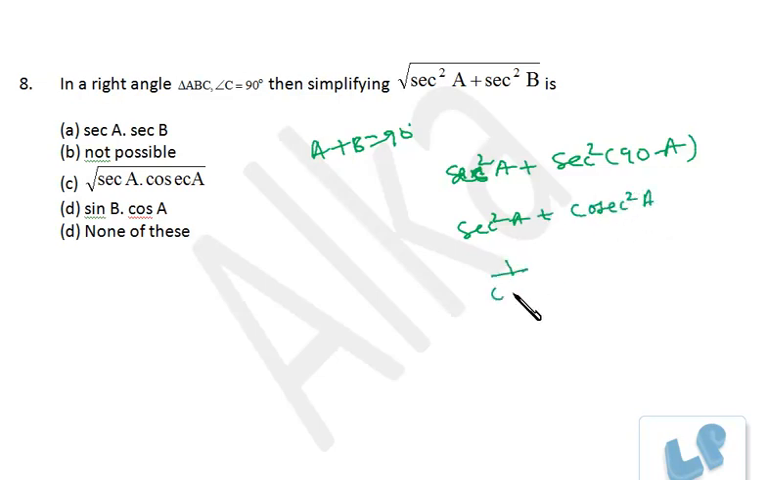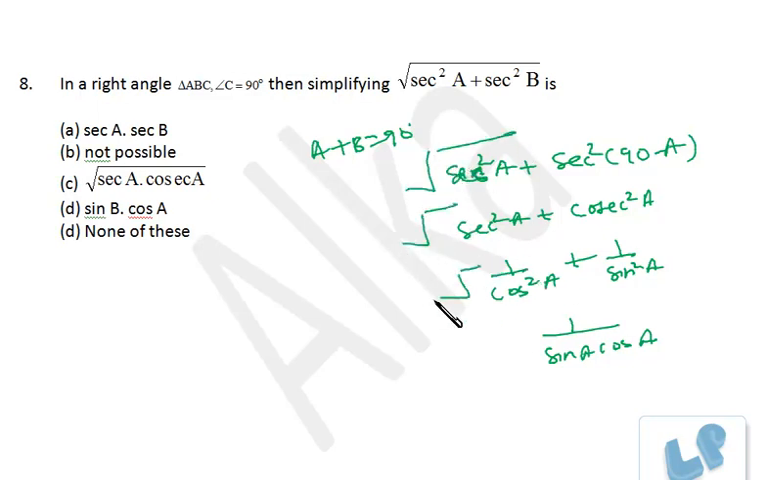Now sec square is what? 1 upon cos square A. Cosec square is what? 1 upon sin square A. If you take LCM, sin square A plus cos square A, that would be 1. So finally 1 upon sin square A cos square A, right? So that is actually 1 upon sin A, if it comes out of the square root, because we actually have a square root over all of it. So if it comes out, it will be 1 upon sin A and 1 upon cos A. So 1 upon sin A is cosec A and 1 upon cos A is sec A. So finally it is sec A cosec A.